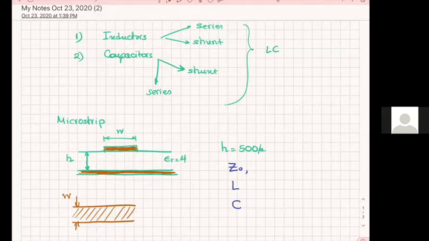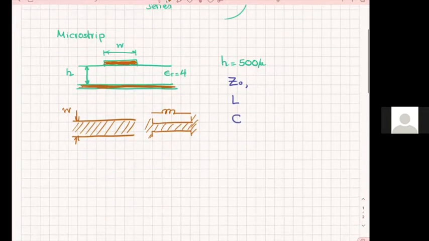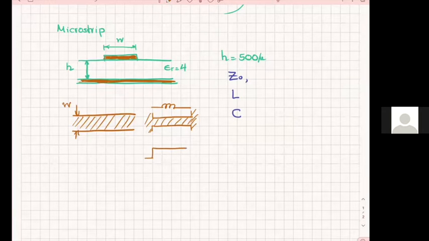Now, when you look at the top view of the microstrip, when we make an inductance, it looks like this. We narrow the width, and that gives us a series inductance. When we increase the width, what does it give us? Who is going to tell me? Shunt capacitance. Exactly, shunt capacitance. And then it's like this, so you understand that.